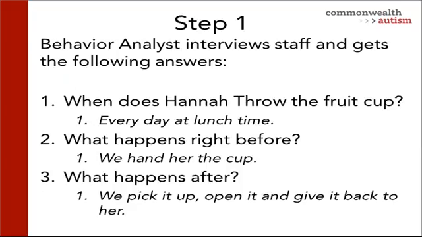Step 1, the behavior analyst interviews staff and gets the following answers. When does Hannah throw the fruit cup? Staff say every day at lunchtime. What happens right before? We hand her the cup. What happens after? We pick it up, open it, and give it back to her.